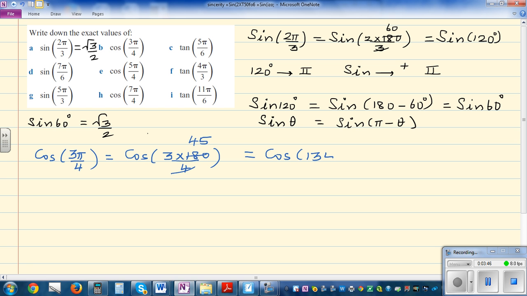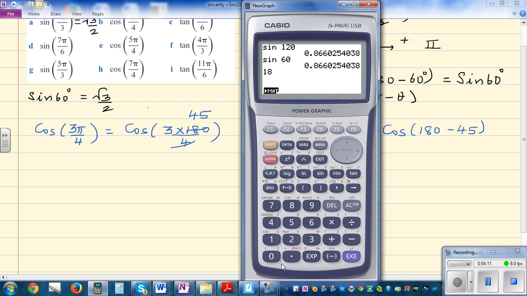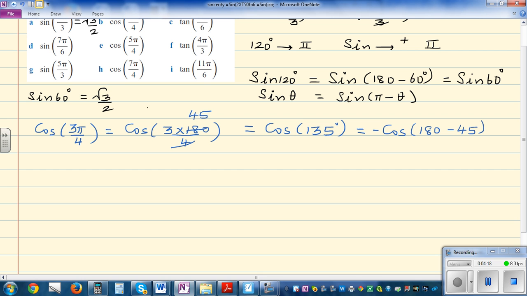Cos 135 is in the second quadrant. And cos is negative in the second quadrant. So cos 135 is the same as minus cos of 180 minus 45. Let me confirm that: 180 minus 45 is 135. Am I right? Yeah. So cos 135 is equal to minus cos of 45 degrees. And cos 45 is 1 over root 2, so this will be minus 1 over root 2.